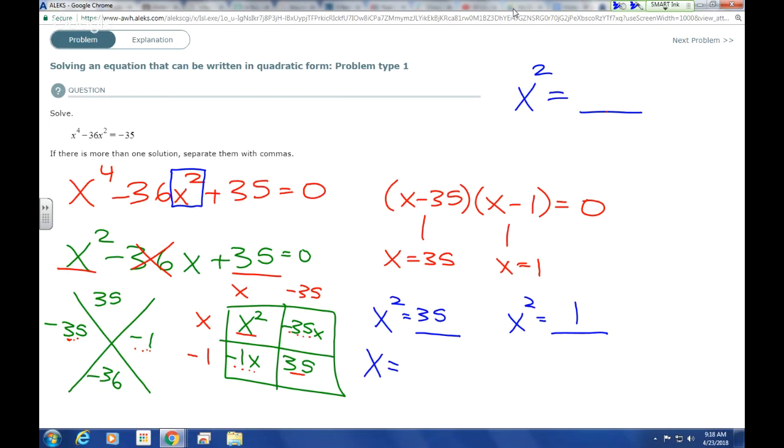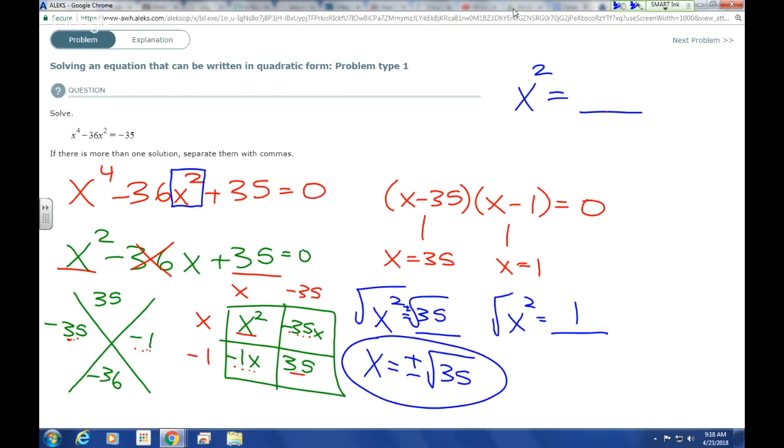And when you square root a number, what do you have? A positive and a negative value. So if I square root, we've got to write plus or minus here. So the answer is plus or minus the square root of 35 for this part. And for the other one, it's going to be the same thing, plus or minus. What is the square root of 1? Plus or minus 1. So this one actually ended up with how many answers? 4. It actually has 4 answers.